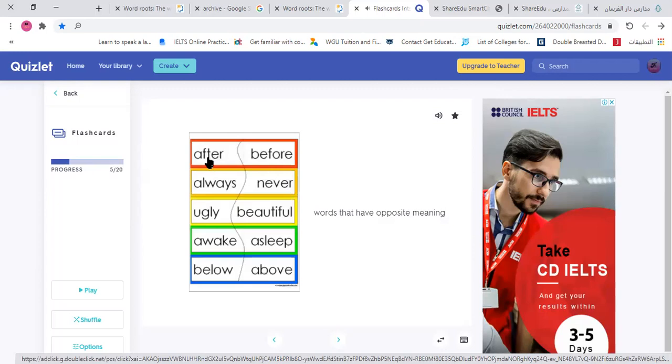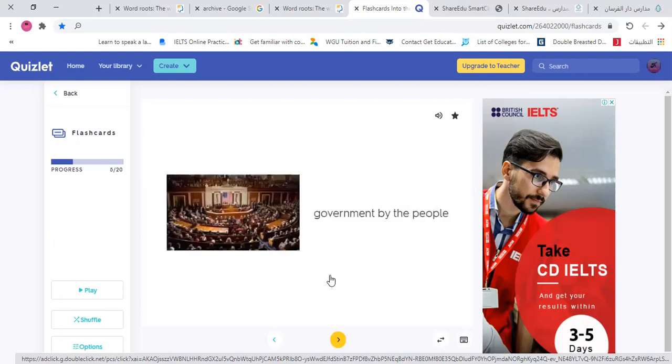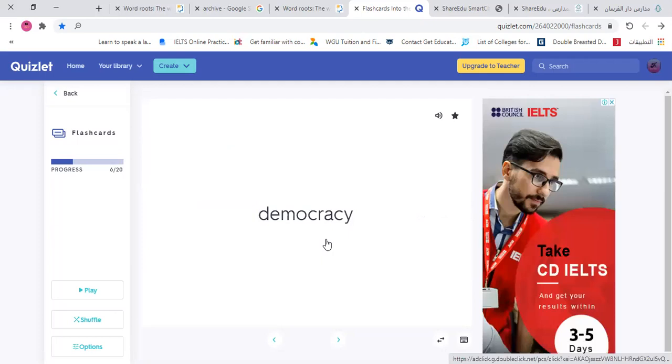Like for example, if I say after, before, always, never, ugly, beautiful, awake, asleep, below, above, cold, hot, big, small, tall, short. So antonym means the opposite of the meaning. So two words have the opposite meaning for each other. I call it antonym.